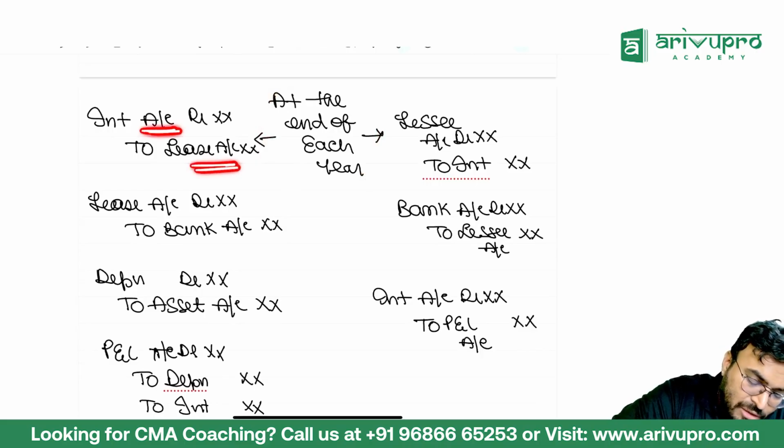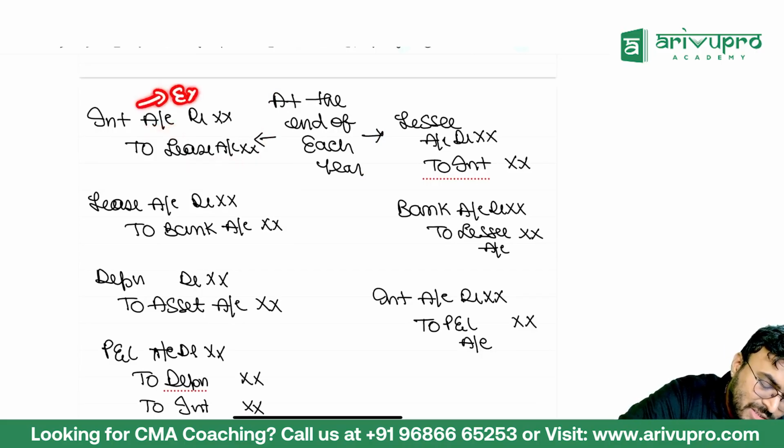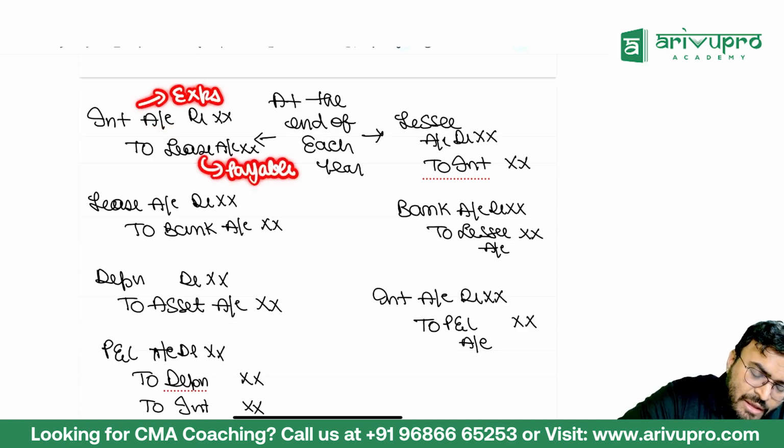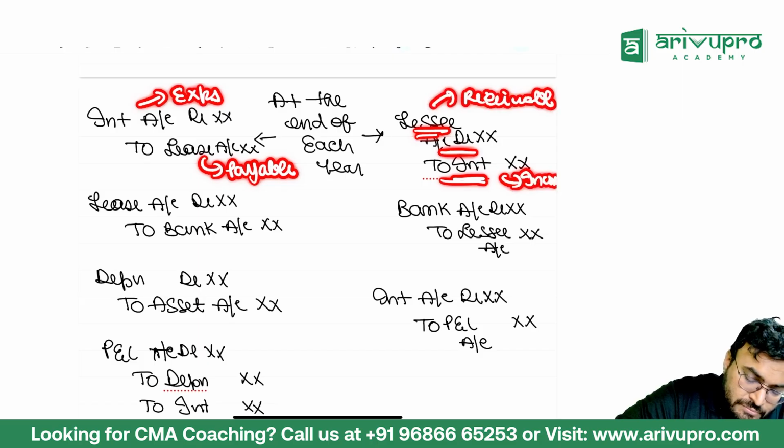Interest account debited to lease. Why is the interest account debited? Because it is an expense and it is a payable liability. Here, lessee account debited to interest. Here it is receivable and it is income. Clear?